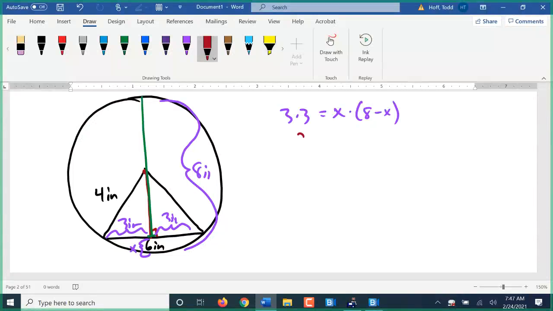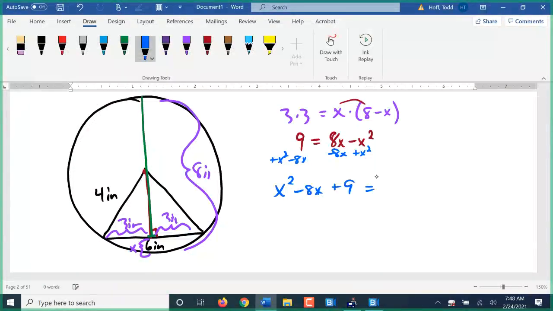This will get a little ugly. 3 times 3 is 9. I'll distribute the x. I've got 8x minus x squared. I'm going to subtract 8x from both sides. I'm going to add x squared to both sides. x squared minus 8x plus 9 equals 0. That's a quadratic equation. I can now solve it. Unfortunately, it's not going to be factorable.